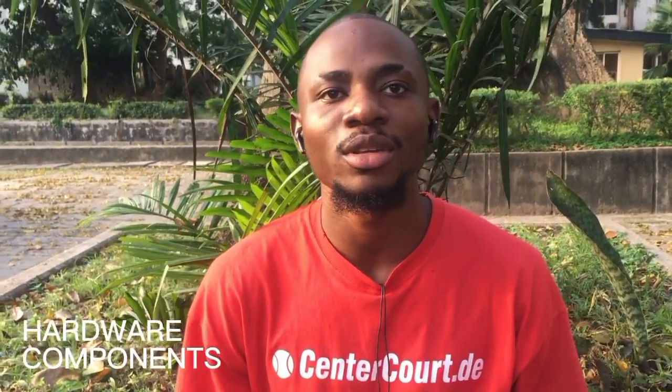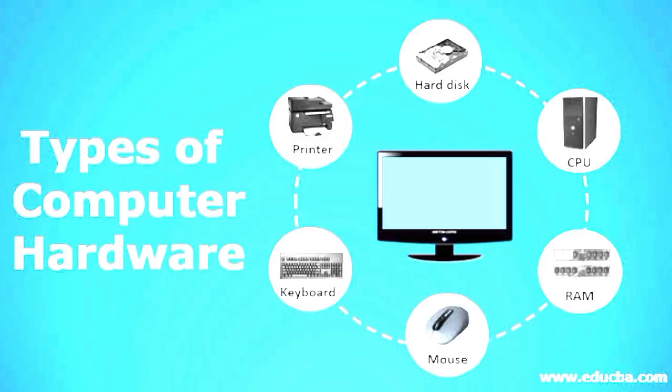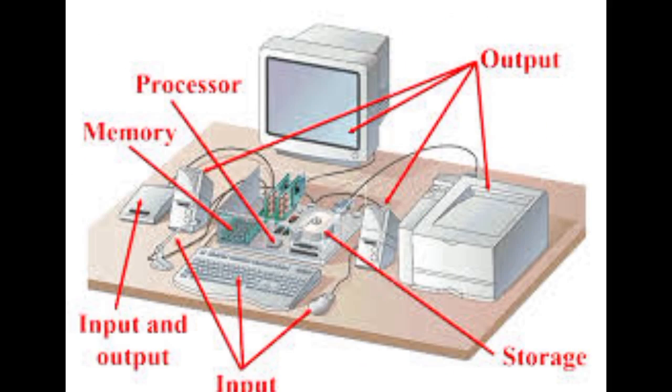Okay, now we'll be talking about the hardware components. When we talk about the hardware, we'll talk about the physical part of the computer. The physical part of the computer comprises 4 components, which are the inputs, outputs, the storage, and the processing. So let's talk about the input first.